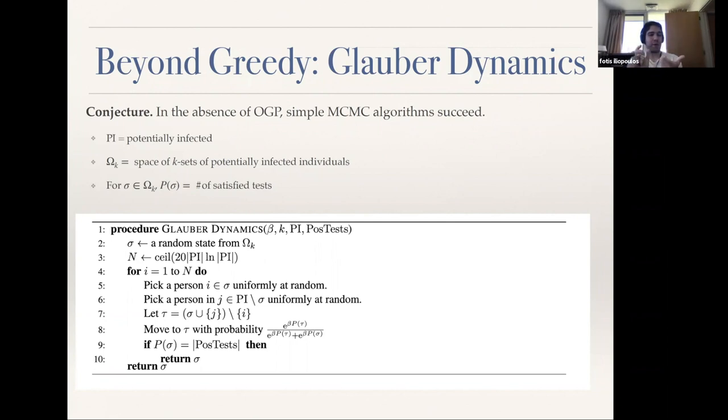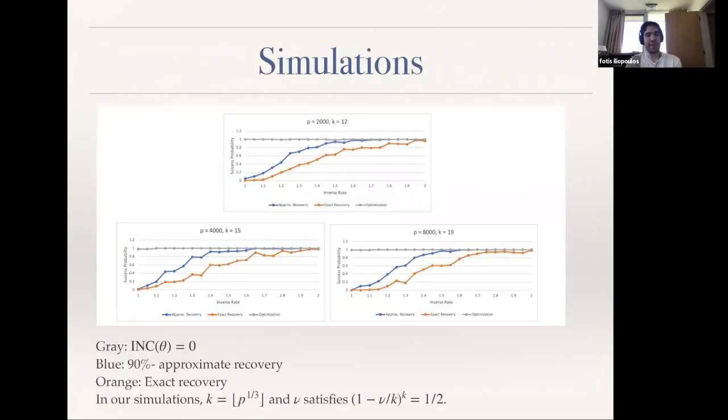There's a slack for doing moves that actually increase the number of inconsistencies. And this is what we really would like to analyze. This is ongoing work, where we're trying to analyze this global dynamic scheme. But what I can tell you is that this very simple algorithm really dominates the problem.